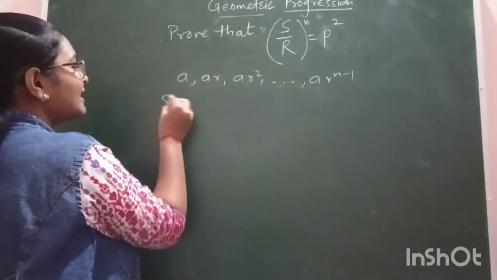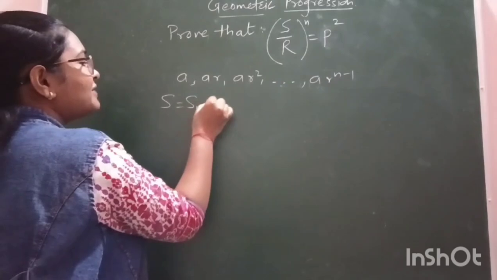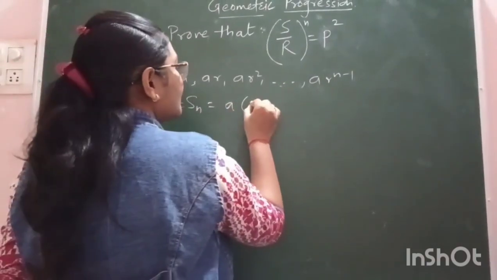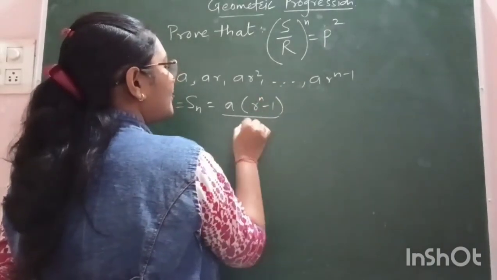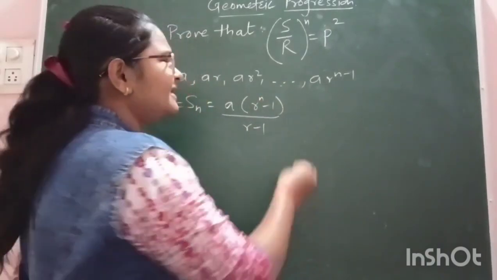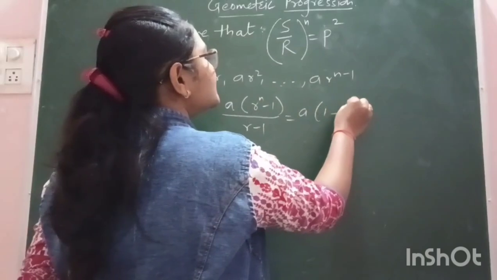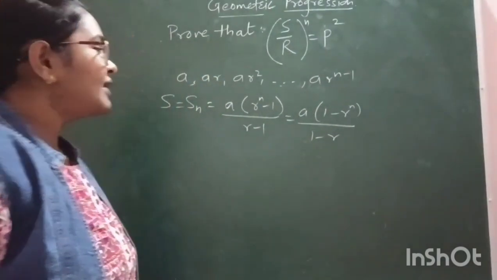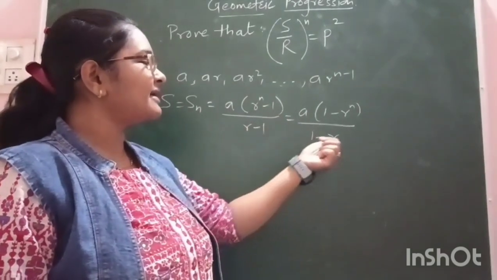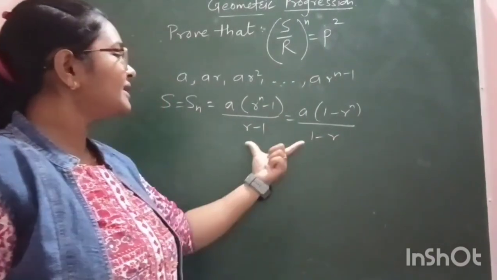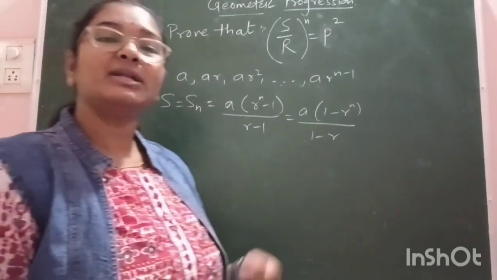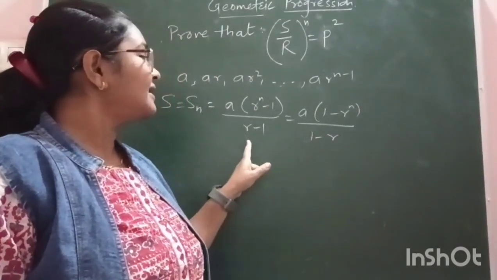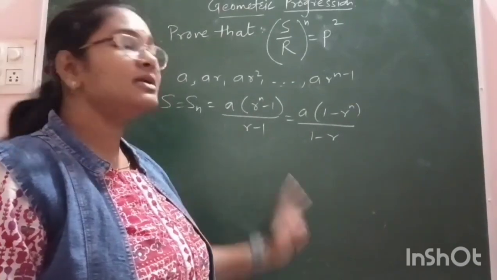Now dear children, we write the formula of Sn, that is a into r raised to n minus 1 upon r minus 1. Here we can also write the formula as a into 1 minus r raised to n upon 1 minus r, if we take minus 1 common. When r is strictly less than 1, we use this formula. When r is greater than 1, we use the other formula.